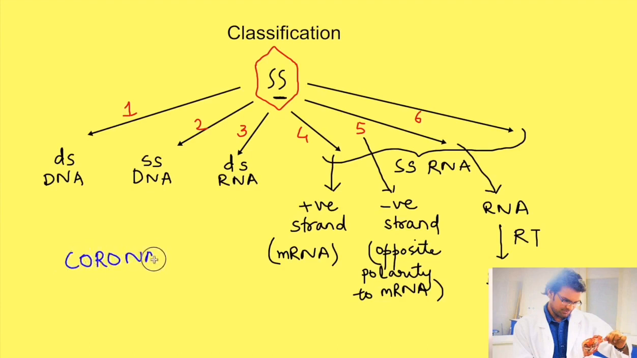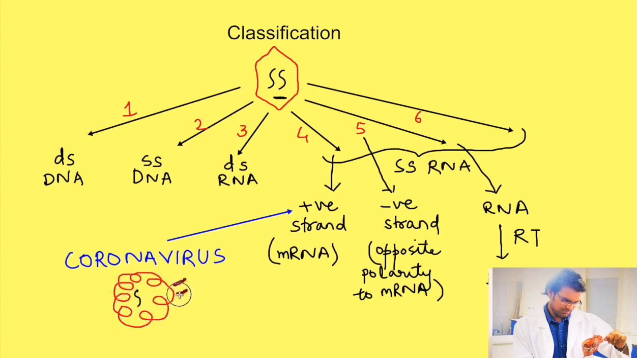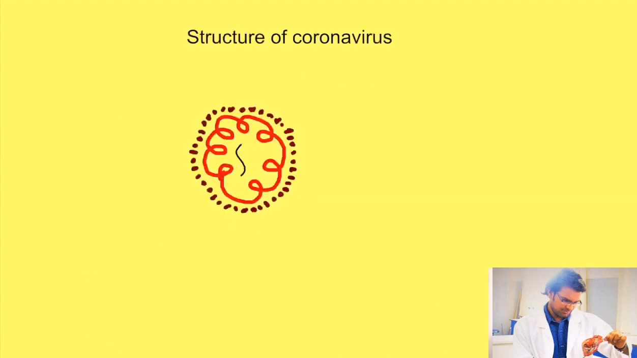Coronaviruses belong to this group. That is, they have single-stranded positive sense RNA with a protein coat. Also, they have a lipoprotein envelope. So, these are enveloped single-stranded positive sense RNA viruses. So, what are the features of each of the components of the coronavirus structure?